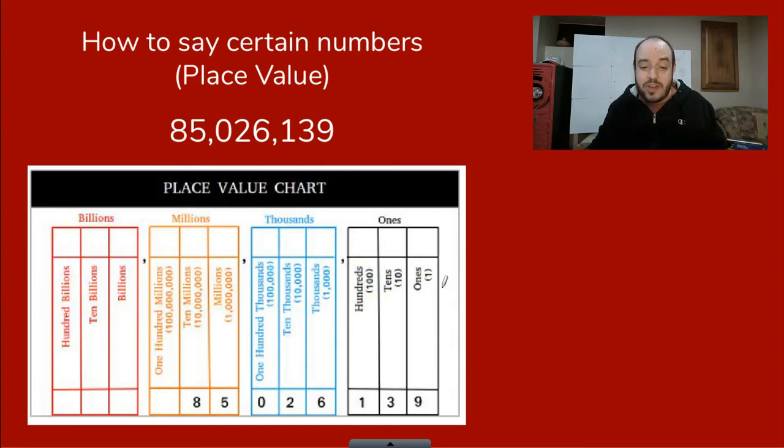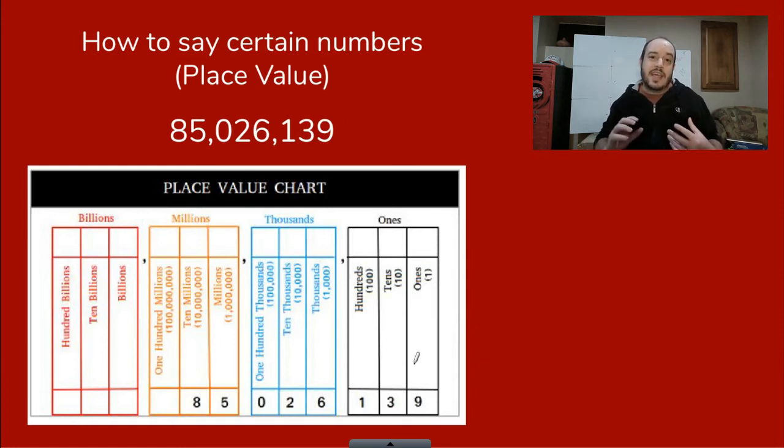Here are the names for each one of them. If you don't have this down pat by now, go ahead and pause the video here, write it down, get all of that stuff so you can properly say the names of these. So in this case, if you notice, we're looking at 85 for the millions, starting at that 10 millions place. Then we have 26 in the thousands category, and we have 139 in the ones category.